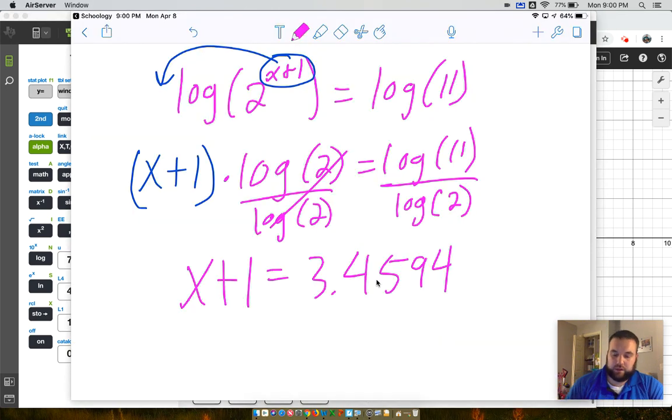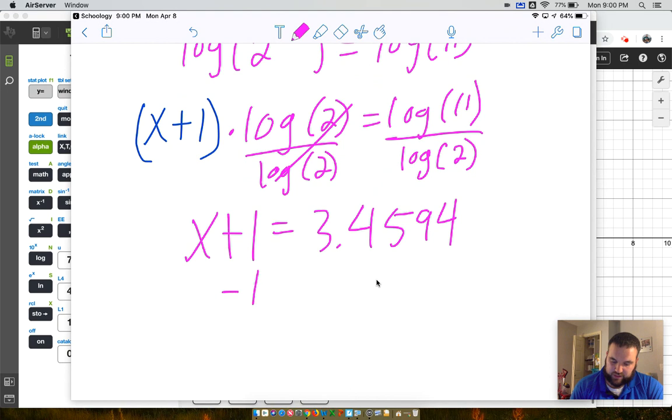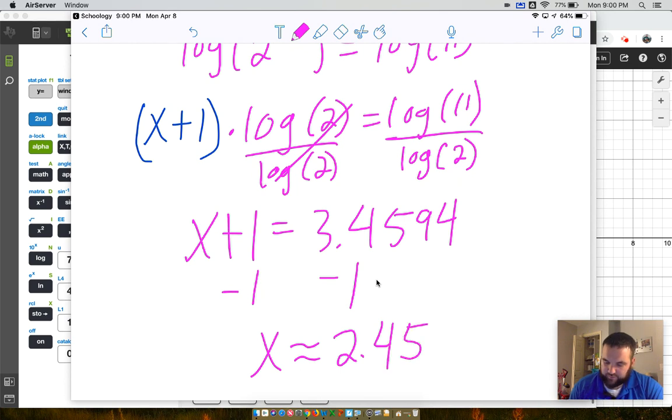So what that gives me here is just x plus 1. So I'm going to take away 1 from both sides, and I get a value of x about 2.4594.